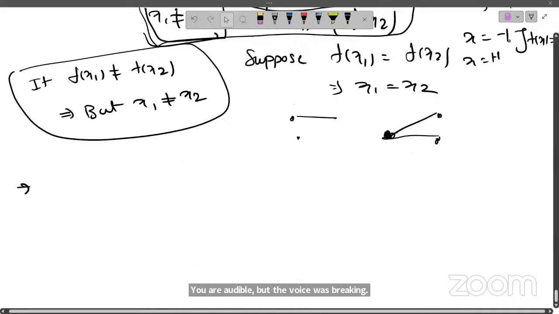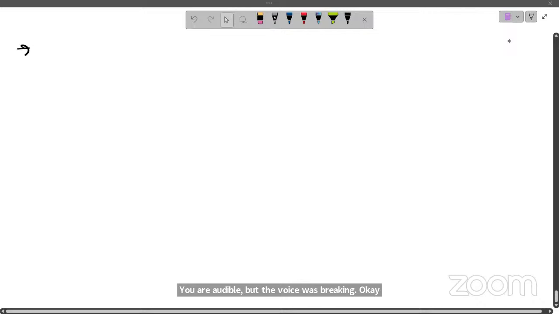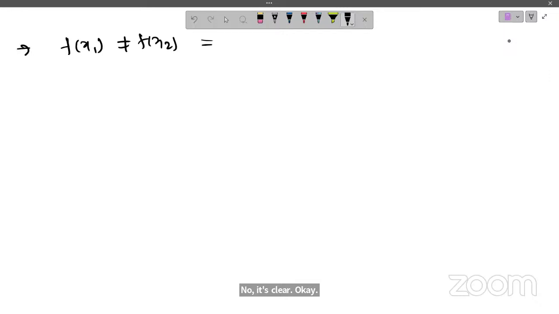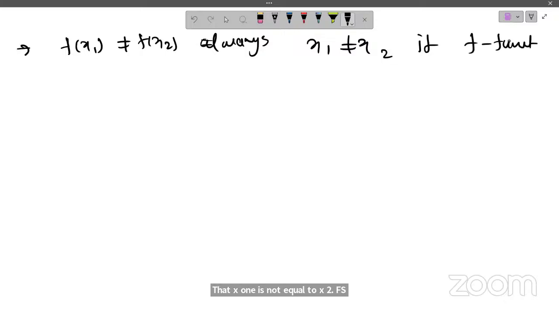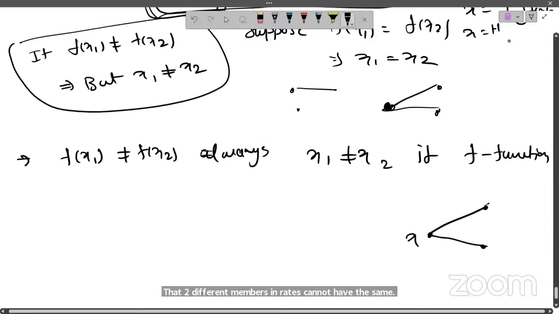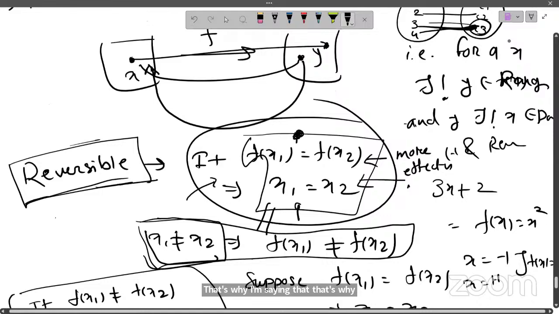So what happens if you are saying that f of x1 is not equal to f of x2? Then this always implies that x1 is not equal to x2 if f is a function. That is the definition of a function, right? Two different members in the range cannot have the same pre-image. That's why I'm emphasizing these words, each and unique.